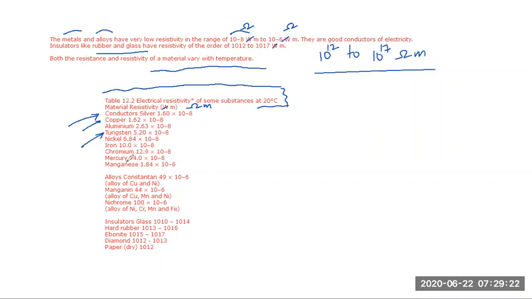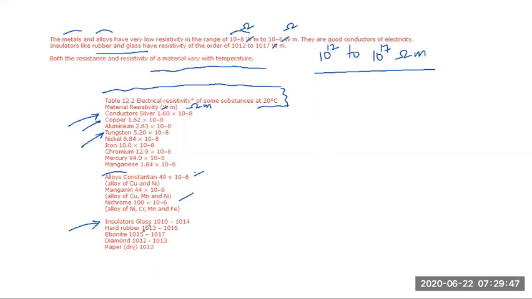Chromium, mercury, manganese, and when we talk about alloys, constantan is an alloy of copper and nickel, and then nichrome. This is the resistivity. These conductors and alloys have resistivity like 10 raised to power minus something, very low resistivity.